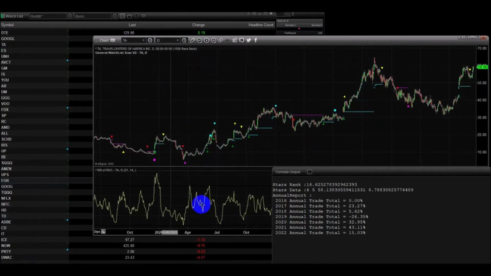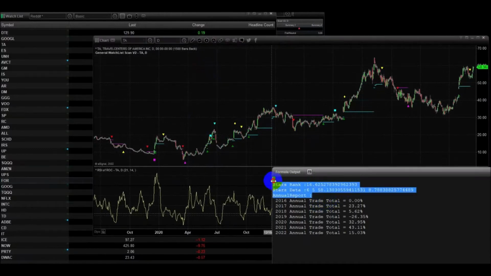And what we're looking for right now, ladies and gentlemen, is historical accuracy, and I'm trying to create a ranking system. So you can see here, this is the historical results, 2016, 17, 18, 19, 20, 21, and 22. You can see it's done fairly well. 2019 was a bit of a hiccup, minus 26%, wasn't very profitable, but consistently it's done pretty darn well.